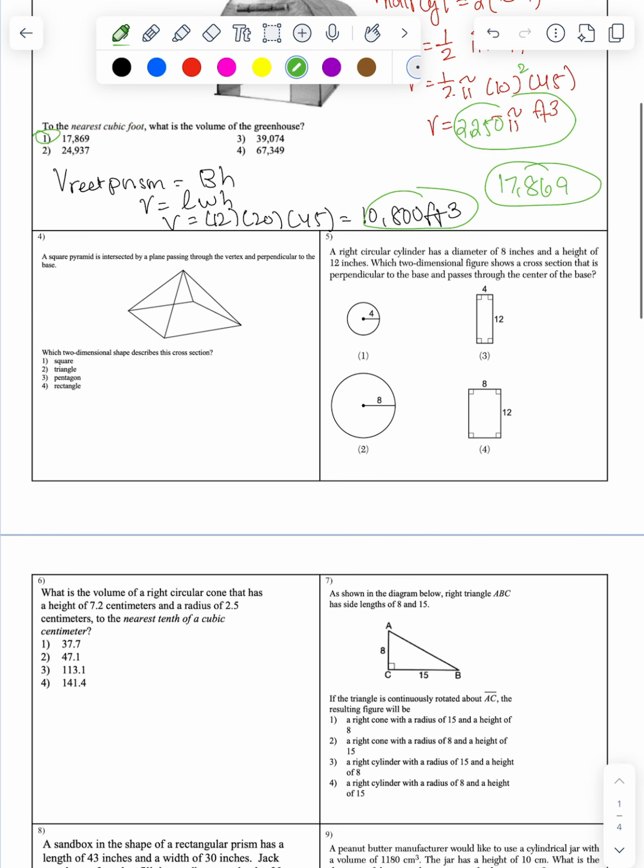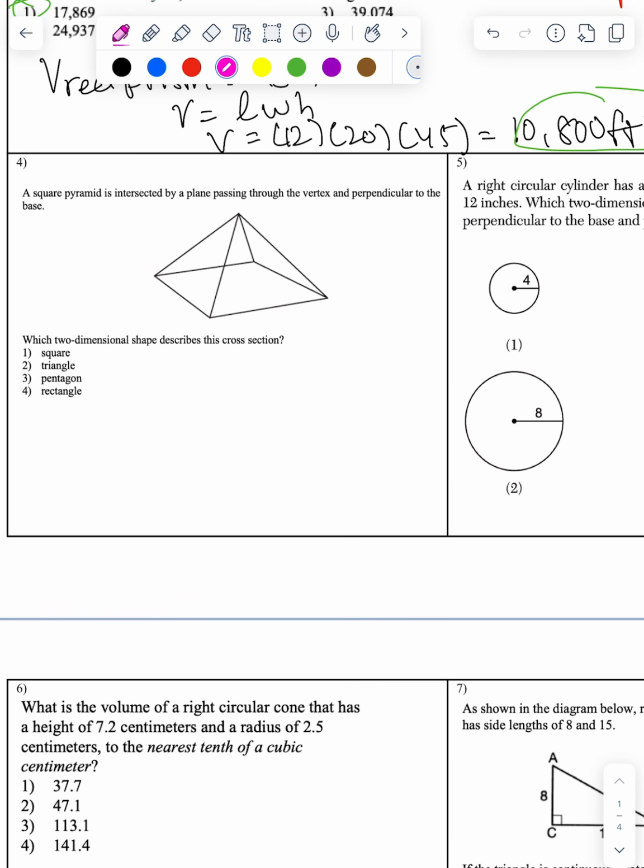Okay, moving to number 4. We are taking a cross section through the vertex perpendicular to the base, so that means intersecting the base. So that would be a triangle. If you were taking it parallel to the base, it would be the same as the base. It would be a square. Anytime you take a vertical cross section of a pyramid, you're going to get a triangle the same as the faces.